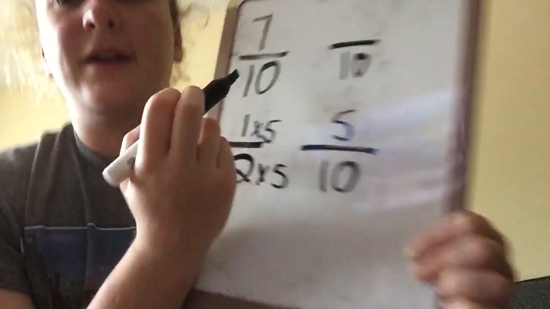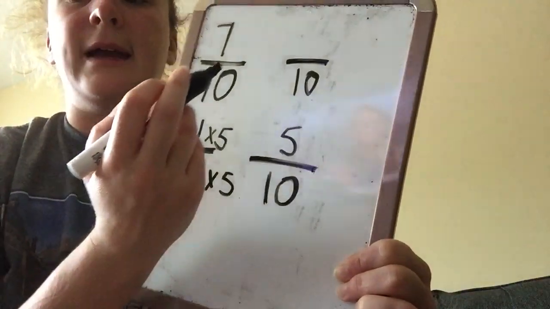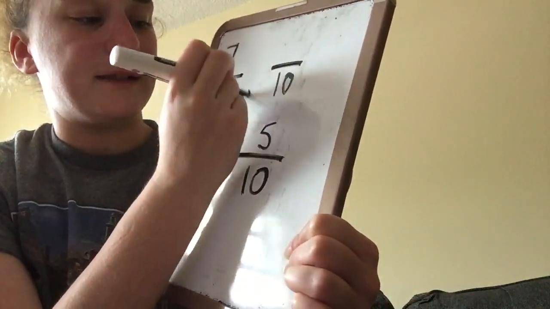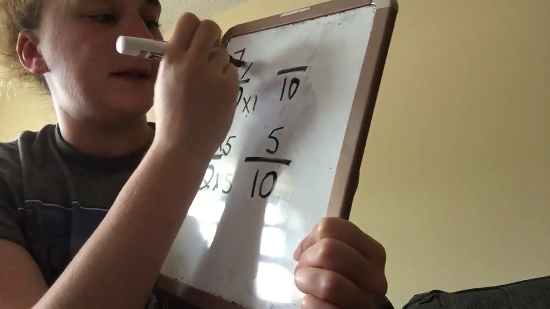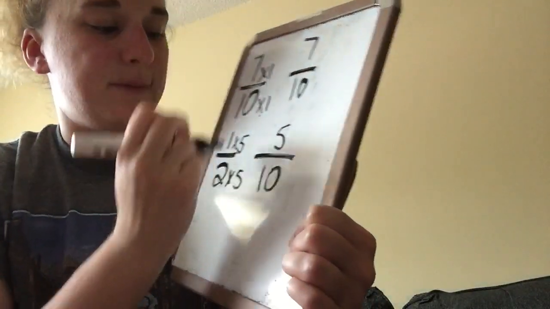Then for this fraction, I'm going to do 10 times 1. That gets me to 10. What I do to the bottom, I have to do to the top. So I'm going to do 7 times 1 is 7.